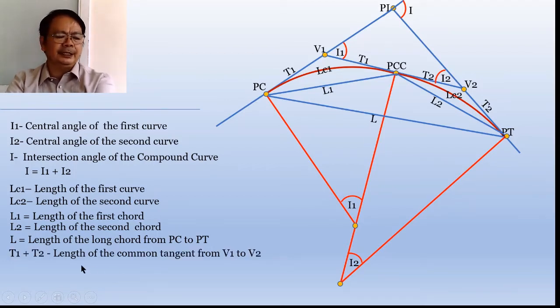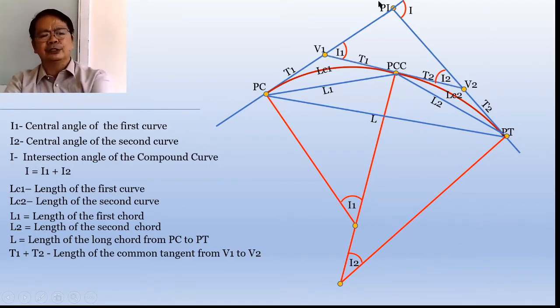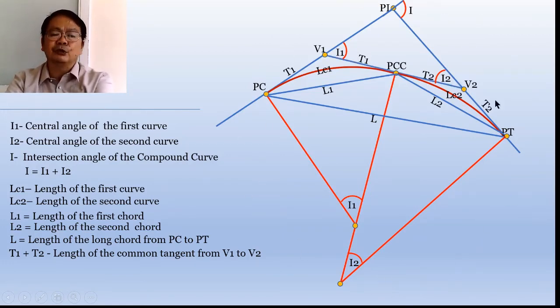Then we also have here the length of the common tangent, the distance from B sub 1 to B sub 2, representing the sum of T sub 1 and T sub 2, is called as the length of the common tangent. And that gives us the different elements of a compound curvature. Our concern now is to be able to understand how do we get the elements of this compound curvature. Paano ba siya kinocompute? Mas mabuti siguro na sundan natin itong next discussion natin, a problem that would show us how are we going to compute for the elements of the compound curvature.